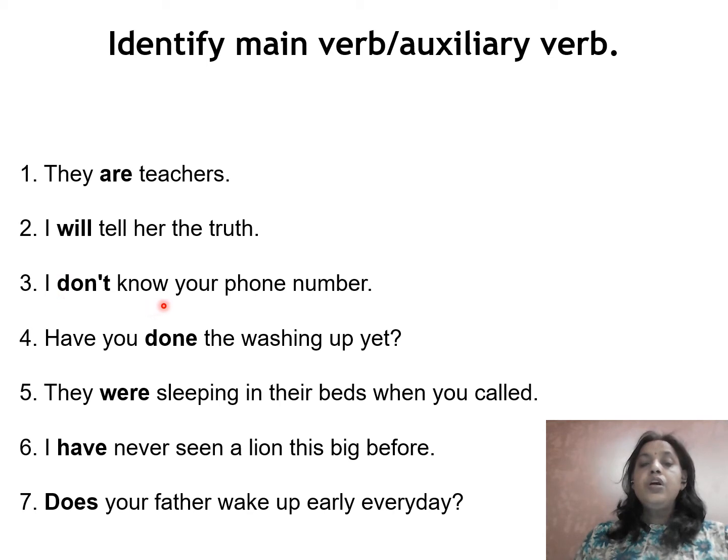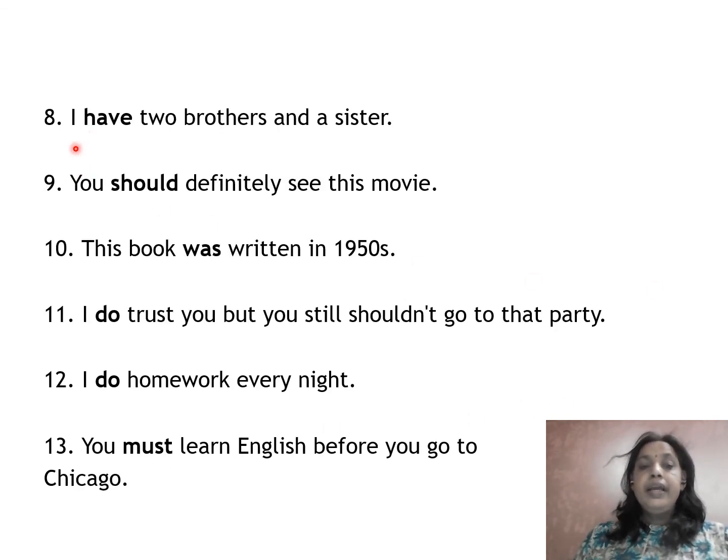I don't know your phone number. Here how many verbs are there? एक verb तो don't हो गई और दूसरी हो गई know. Two verbs are there. Therefore, is don't main verb or auxiliary verb? Don't is auxiliary verb because it is taking the help of know. Isn't it? Now, sentences 4, 5, 6, 7, 8, 9, 10, 11, 12, 13. You have to do in your English copy and we will discuss in class.